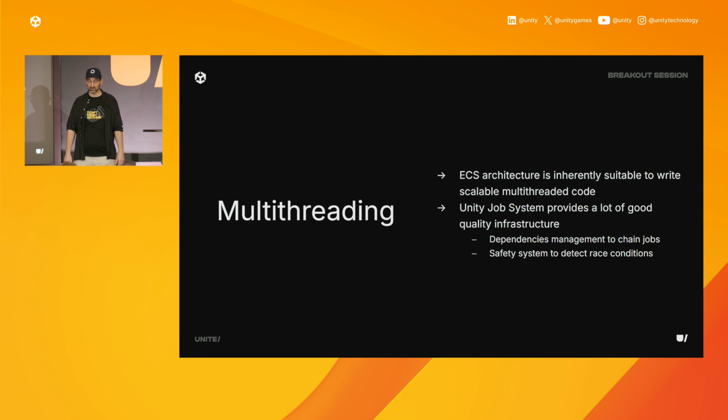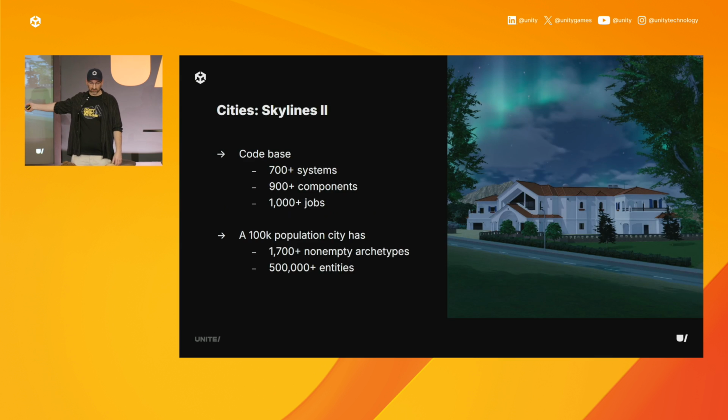actually crashes as well. So the Skylines II code base is more than 700 systems, more than 900 component data, and over 1,000 jobs. And in the case of a city which has 100,000 citizens, we have 1,700 non-empty archetypes and over 500,000 entities that are all being updated every frame. Sometimes distributed, but still quite a lot. And that scales up as the city grows bigger.